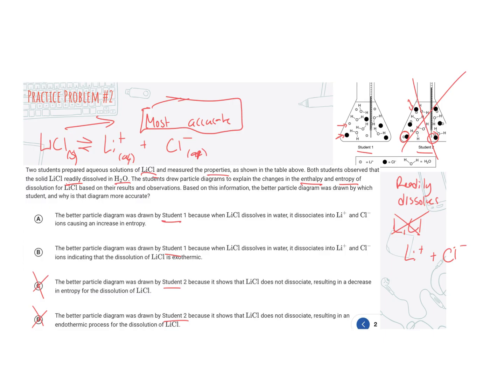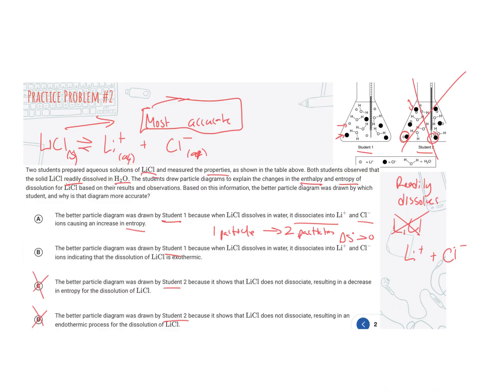So answer choice A says that when LiCl dissolves in water, it dissociates into Li plus and Cl minus. That is true, which causes an increase in entropy. That makes sense because we're going from one particle to two particles. And so delta S would be greater than 0. That's exactly what that says.